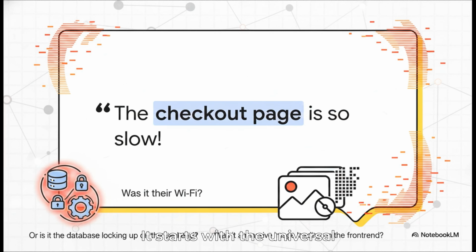It starts with the universal developer nightmare, a frustrated user complaining about performance, but giving you absolutely zero context. They just say, the checkout page is so slow. Okay, great, but what does slow actually mean here? Was it their spotty Wi Fi? Was it a massive unoptimized image on the front end? Or is the database locking up on the back end?